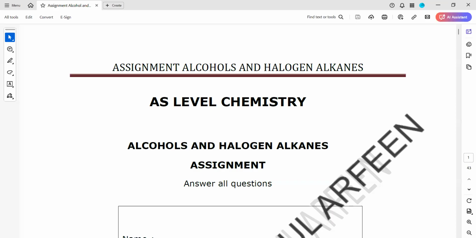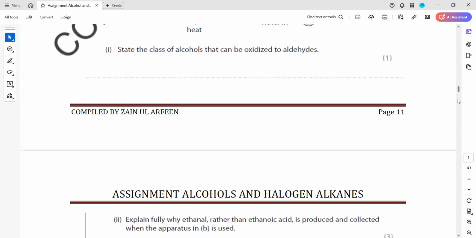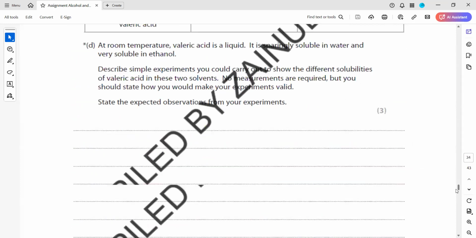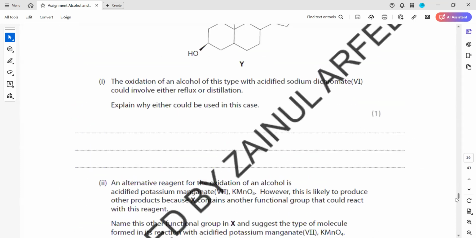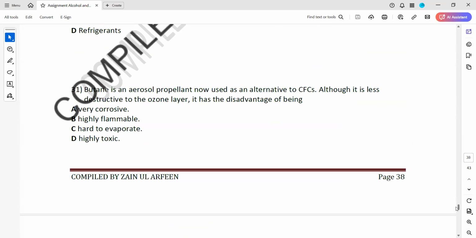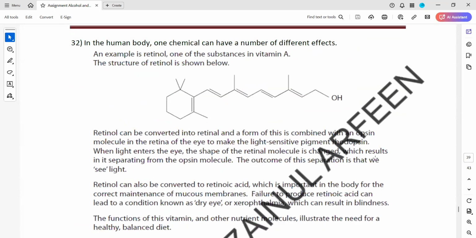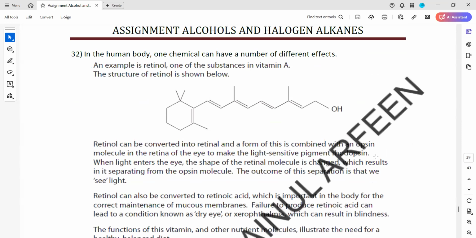So this exercise is related to the topic alcohols and the haloalkanes. In this question, in the human body, one chemical can have a number of different effects.